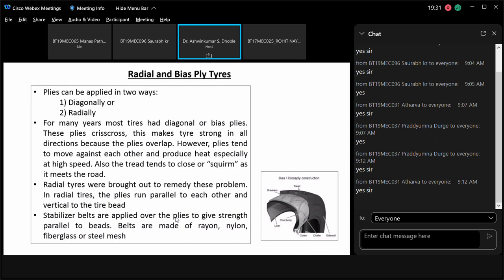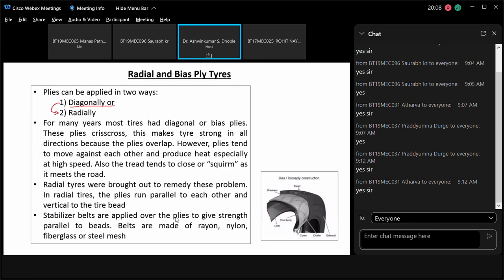So previously people used to have the diagonal biased tire. So this was the earlier day tire. Then now we are using the radial tire. It's not that diagonally biased or cross ply construction is not in use. It is still available, but there are certain problems with it. So what is the problem? That we will see. For many years most tires had diagonal or bias plies. These plies crisscross. This makes the tire strong in all directions.